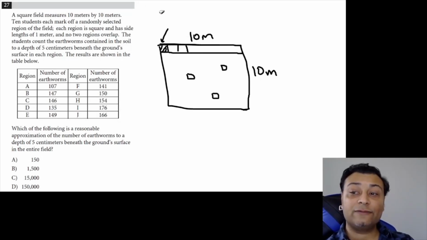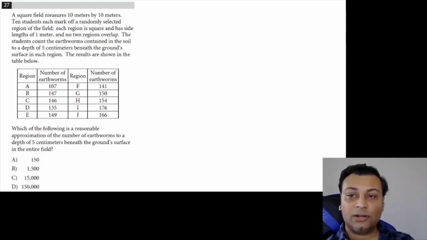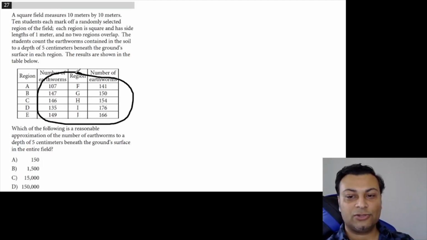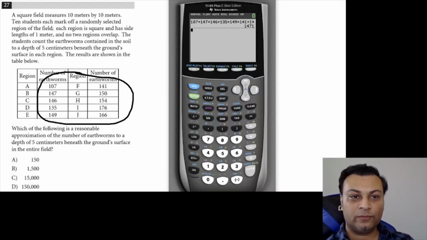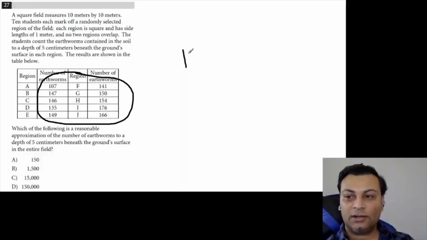Okay, in the entire field. So let's add up all these numbers. That tells you how many earthworms in total we have. So let's do that real quick. 107 plus 147 plus 146 plus 135 plus 159, 141, 150, 154, 176, 166. Okay, 1471. That's what the students found.